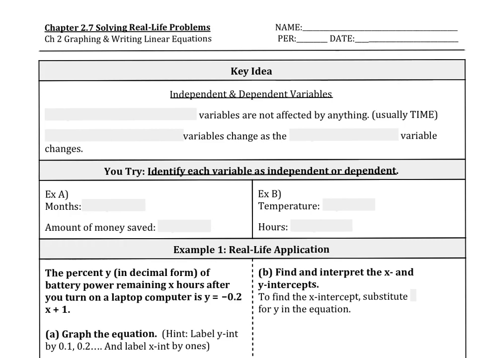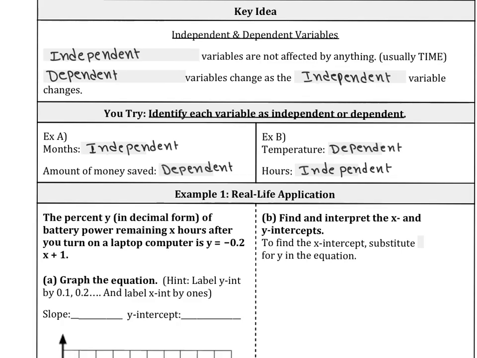Chapter 2.7, Solving Real-Life Problems. Key idea: independent and dependent variables. Independent variables are not affected by anything, usually time. Dependent variables change as the independent variable changes.